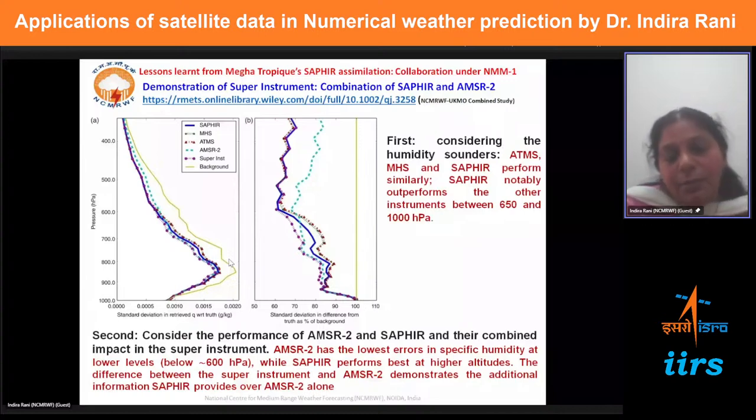But when we did the experiment with a combination of sounder and imager, this is the numerical NWP experiment we did, instead of Madras, we used the AMSR2. So with the combination of Saphir and AMSR, we got the maximum positive impact due to the combination of these instruments. So in the future missions, if ISRO is planning, we need both the microwave sounder and microwave imager in the same platform, so that we can get the maximum impact from this combination, particularly in the NWP assimilation, hence in the analysis and the forecast.